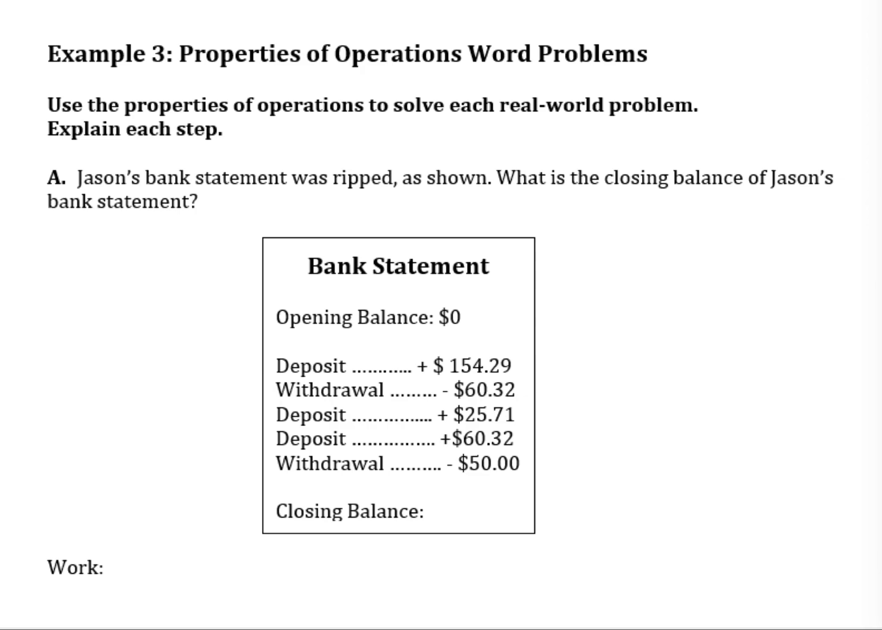Okay, so its opening balance is 0, and then we have the deposits. Remember, deposit means you're putting money in the bank. It's a positive value. Withdrawal means that we're taking money out, so it's a negative value. So we've got 3 positive numbers and 2 negative numbers that we're going to combine here. Take a look at the numbers. We can add in any order that we want to.